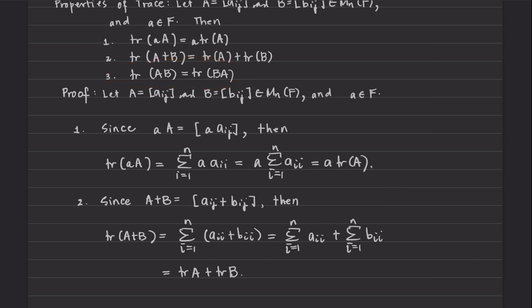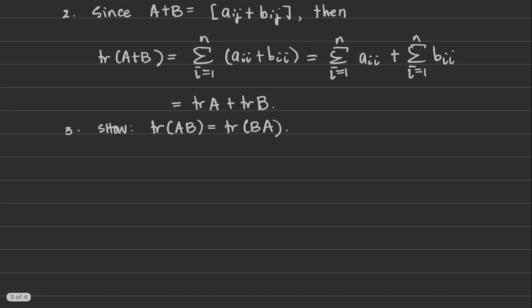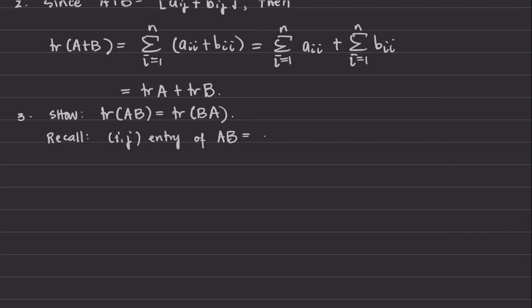Now, property 3. What we want to show, let's write it so I don't have to scroll up: trace of AB is equal to trace of BA. Let's recall, what is the ij entry of AB? Isn't its definition row i of A times column j of B? If you don't remember the product definition, do it this way.